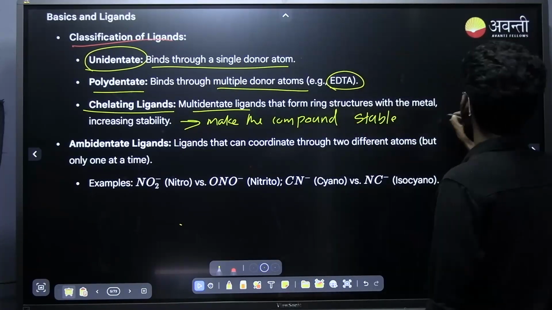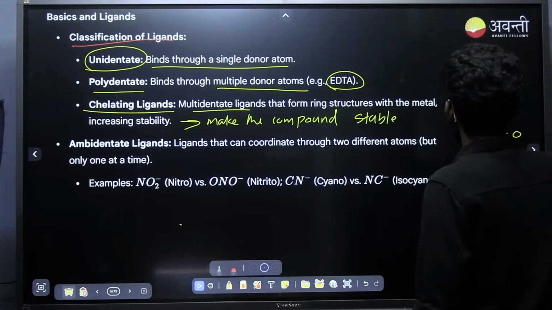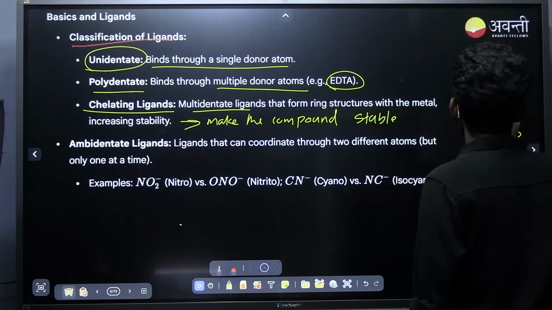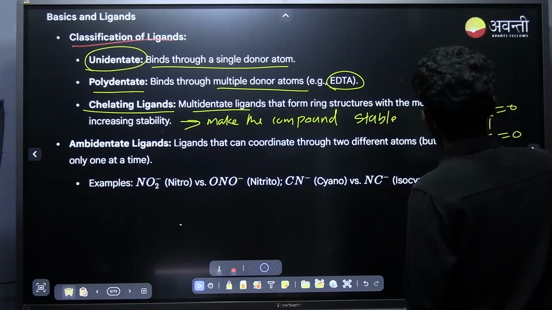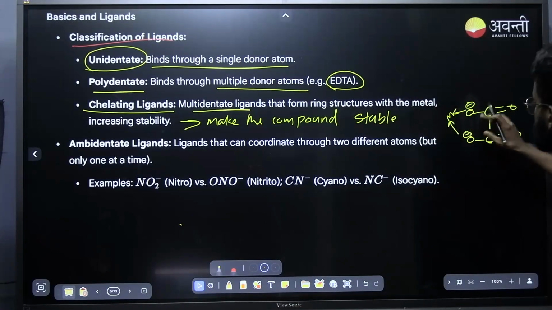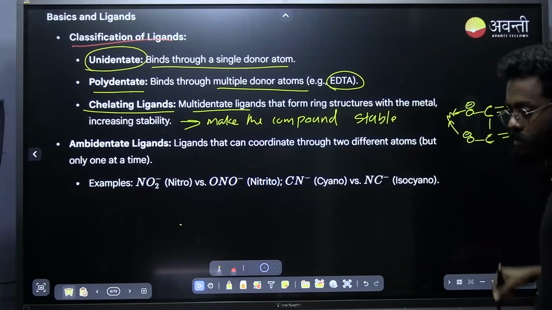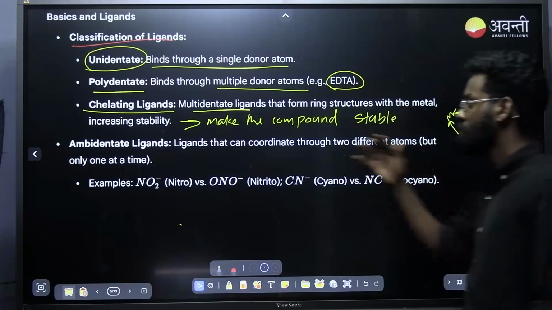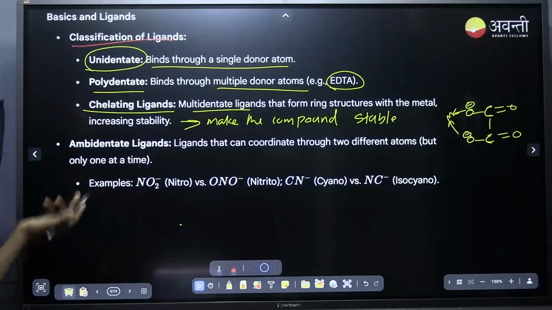I can just take an example. I am taking the oxalate ligand. Oxalate has two donor oxygen atoms, O minus, and they will be binding to the metal atom. You can see that after it binds to the metal atom, it forms a cyclic 5-membered structure, right? 1, 2, 3, 4, 5-membered structure. This makes the compound stable. So remember that chelating ligands make the compound very stable.